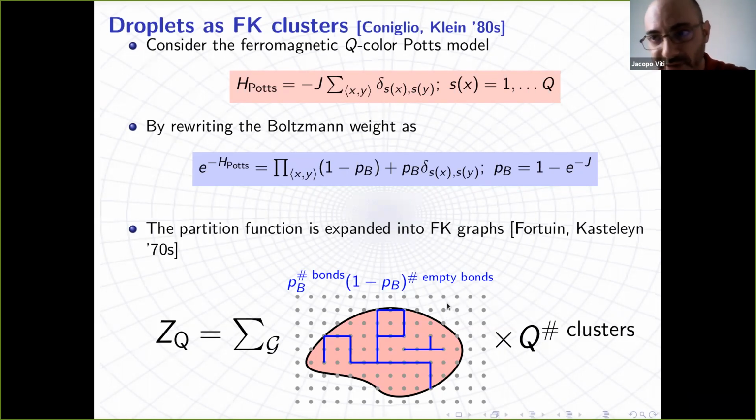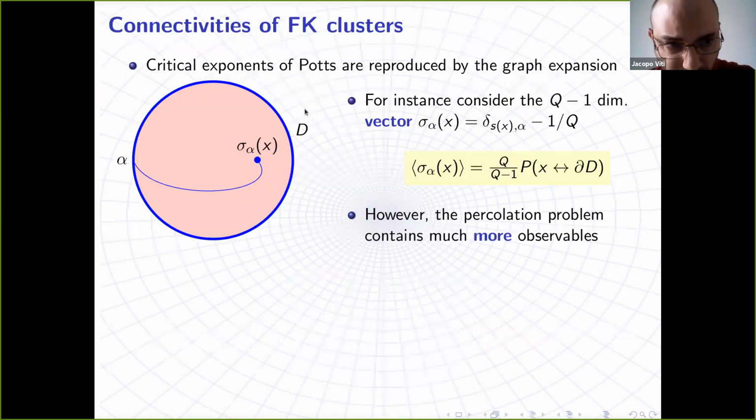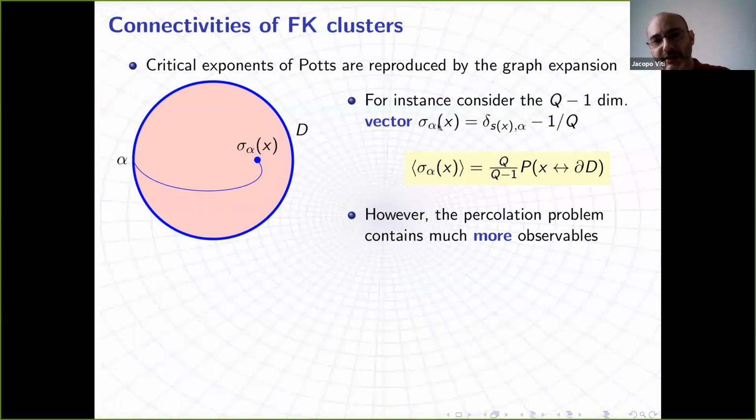So it does this in a very simple way, in fact, because suppose that we consider the Potts order parameter, which is this Q minus one-dimensional vector. It is a vector in the sense that it transforms irreducibly under S_Q symmetry. This vector is just defined like this: delta_{S(x),alpha} minus 1/Q. So it's the order parameter of the magnetic phase transition of Potts. For instance, for Q=2, this is just the usual order parameter of Ising.